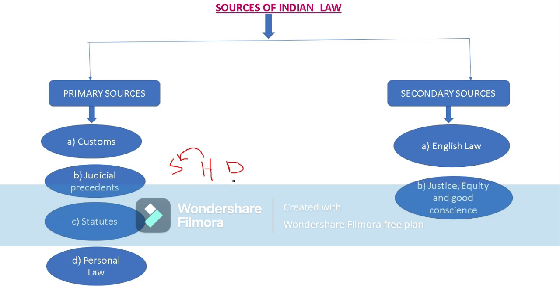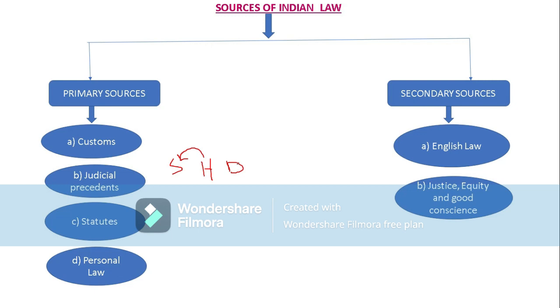Authority will be seen because the judgment given by the Supreme Court will be followed by the High Court, and the judgment given by the High Court will be followed by the District Court. And here the judge plays an important role in widening the law also.